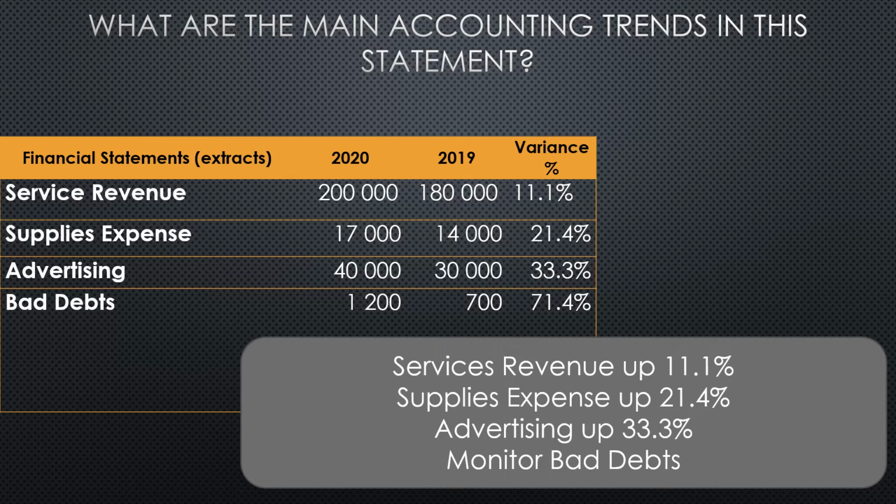On the flip side, bad debts has gone up by 71.4%, so we are actually losing money as some accounts receivable are not repaying their debts. And also advertising has gone up 33.3% as well. So you will be monitoring all of those accounts because they are huge variances. So a rule of thumb, probably anything from 7% upwards, I would actually be documenting in your exam.